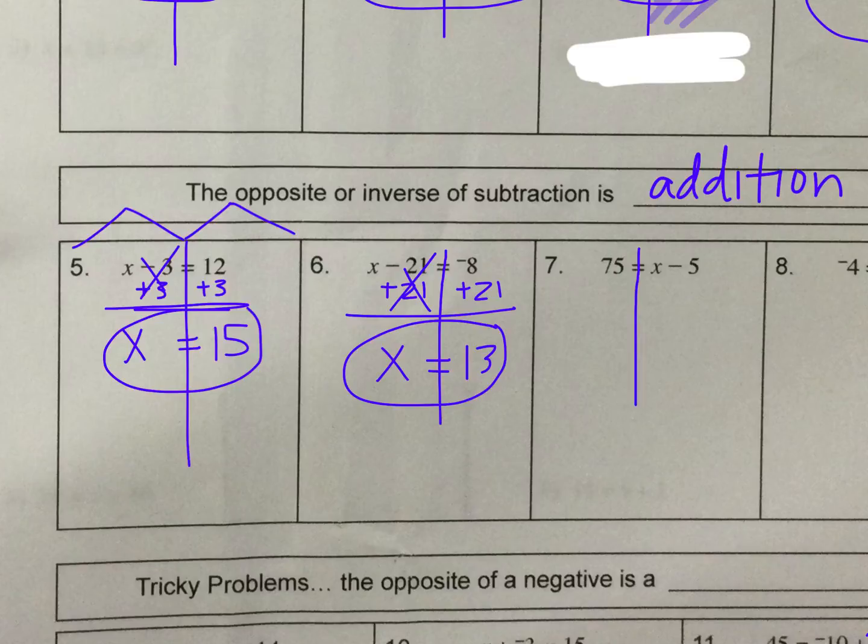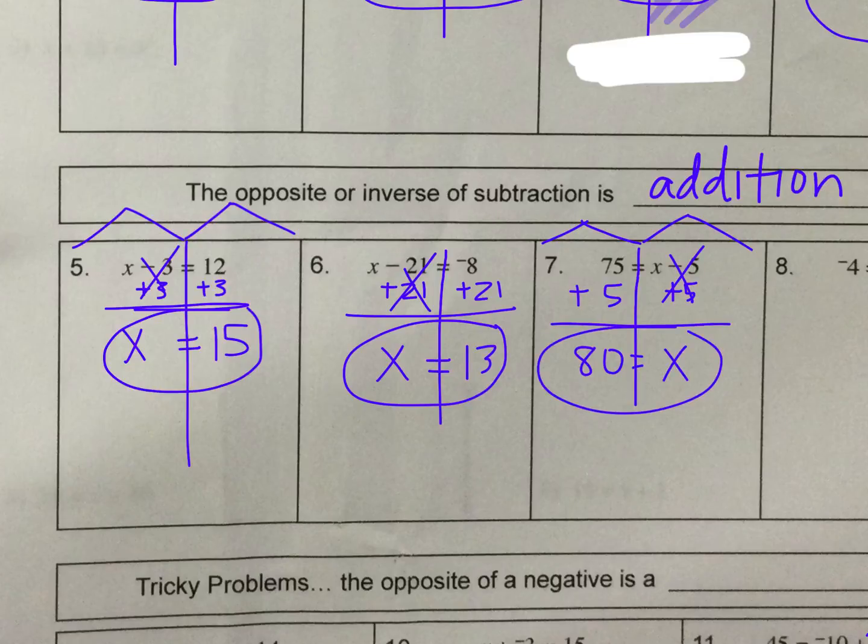Number 7. The negative 5 needs to get away from the x because the x is on this side of our house. So how do I move a negative 5, a minus 5? Well, I add it, plus 5. He marks out, becomes 0. What I do to one side, I must do to the other. 75 plus 5 is 80, equals, and all I have left on that side is an x.